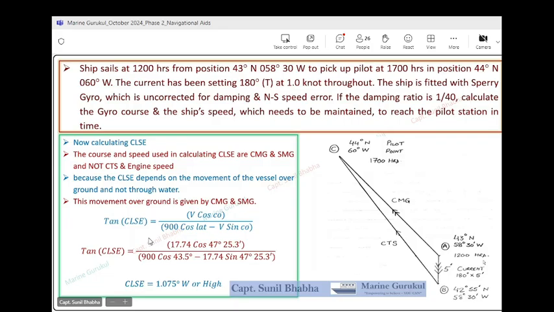Any doubts up to here, beta? Great, let's move ahead.